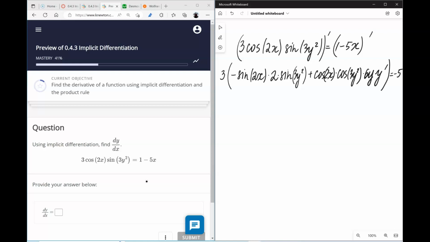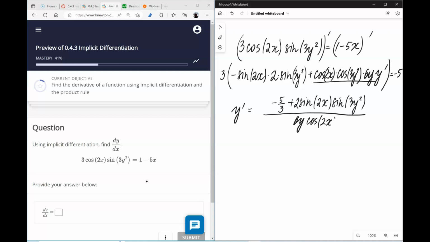Now to isolate y prime, we're going to divide everything by 3. We're going to subtract the first term from both sides. And then we're going to divide everything by this coefficient right here. It's not pretty, but it is what it is.